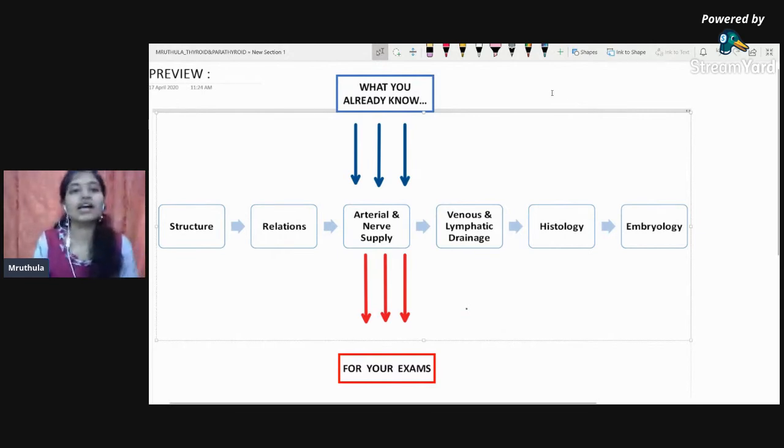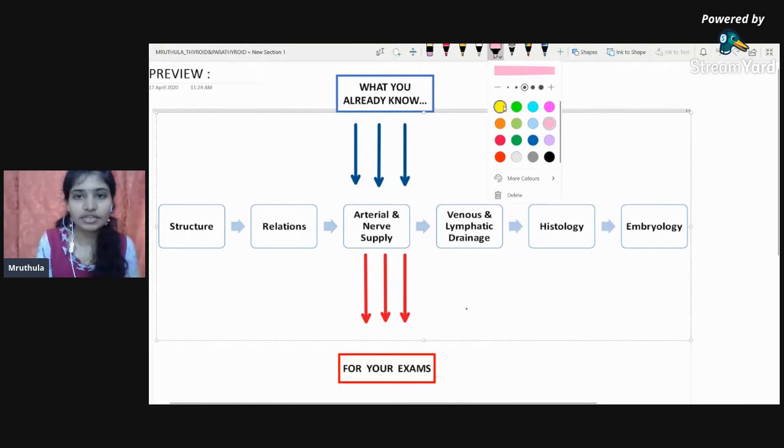So first we'll begin with what we already know about the thyroid gland, because all of us would have learned the same in our school days, in our higher secondary. So let us just see what we already know. Then we'll get into the topic per se. So first, when we begin, we will be talking about the structure of the gland.